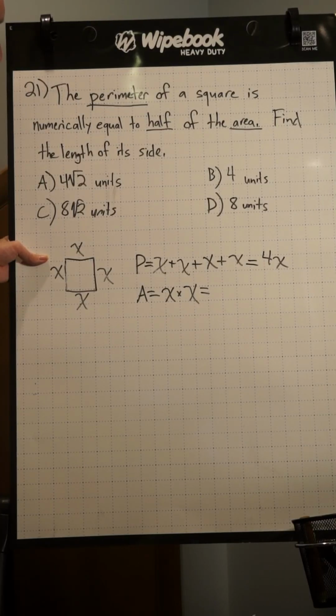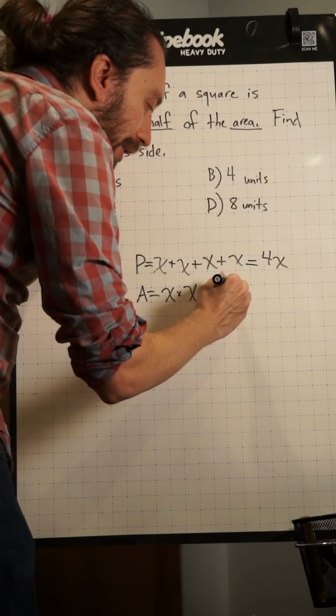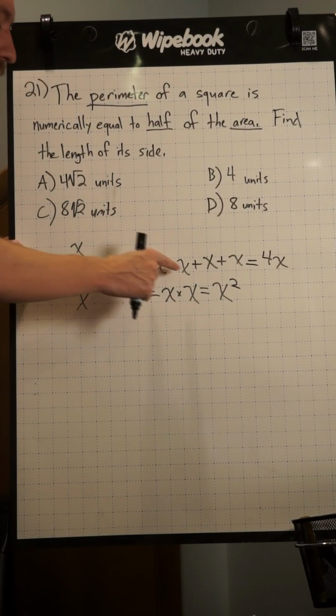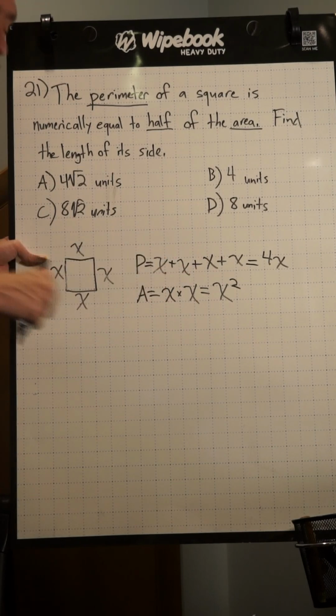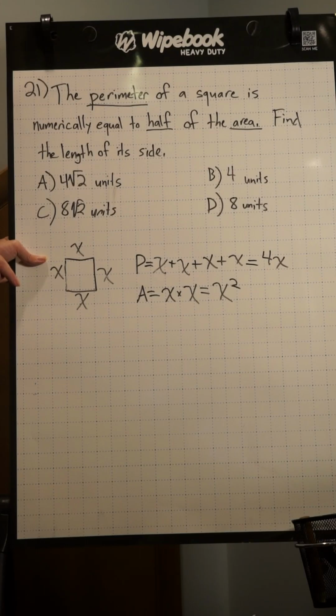We want to be a little bit careful. x times x, what will this give us? Some of us might say 2x. This is not correct. x times x will give us x squared. This is an easy mistake we need to remember. If we had x plus x, that would be 2x. But x times x will give us x squared. That one is the area.